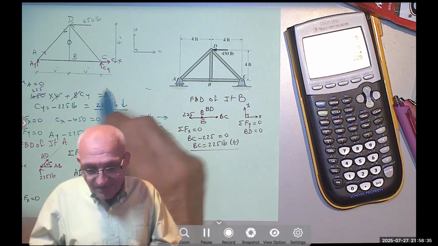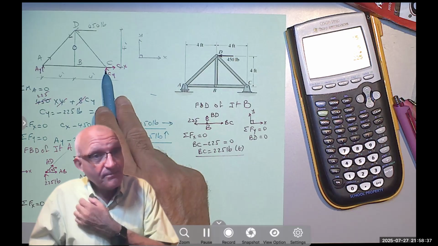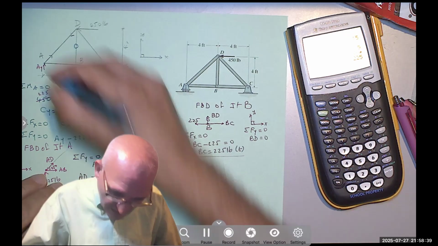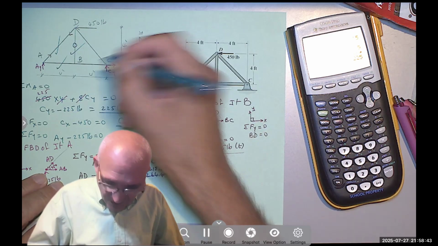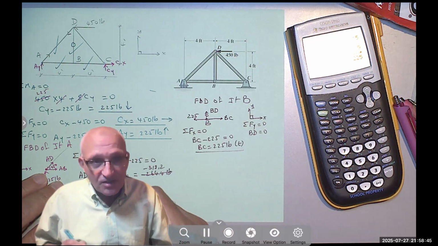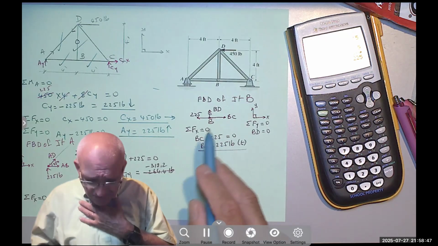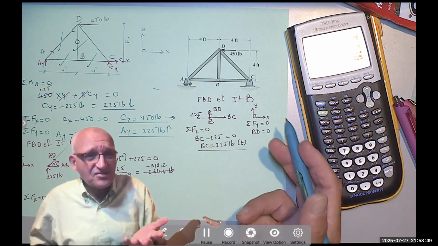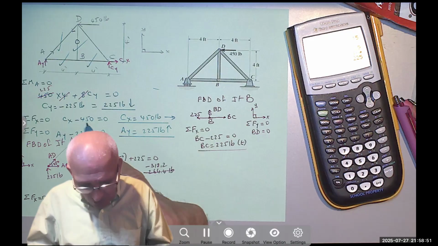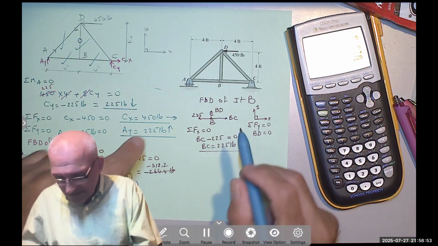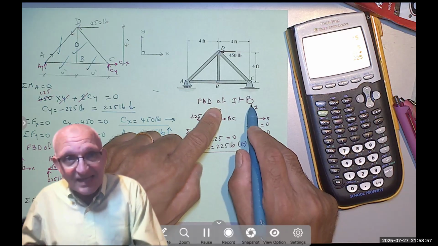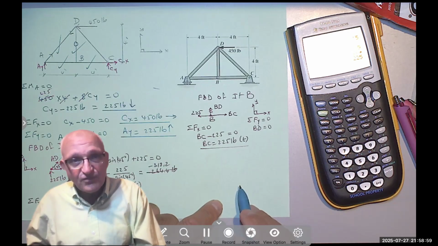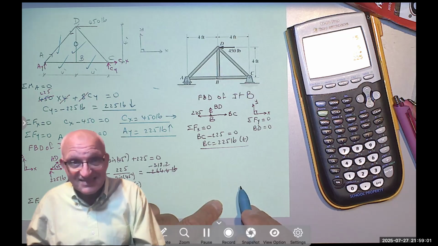Okay. After that, we can move to joint C. Notice, we already found these members. So we used, so to speak, six equations, right? Sum of the forces in X and Y at A, sum of the forces in X and Y at B. And now I'm going to use two equations, sum of the forces in X and Y at C.